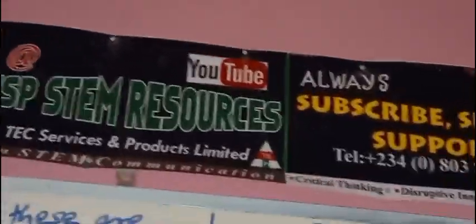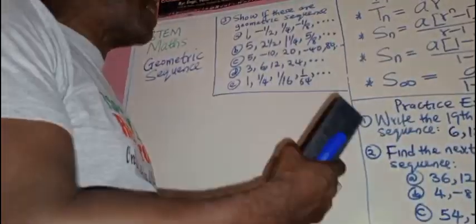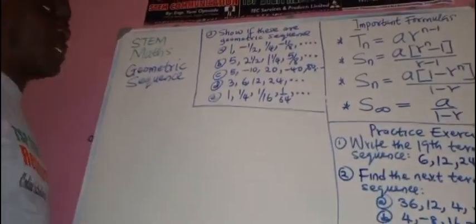Another opportunity for us to communicate STEM, and we are communicating STEM in the area of mathematics, and in particular, we are looking at another aspect of sequence. Sequence, which has to do with ordering or patterning a number, is very important. So we are looking at geometric sequence.